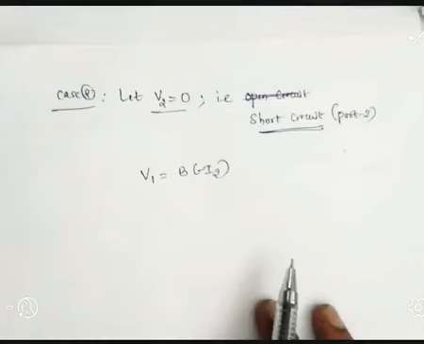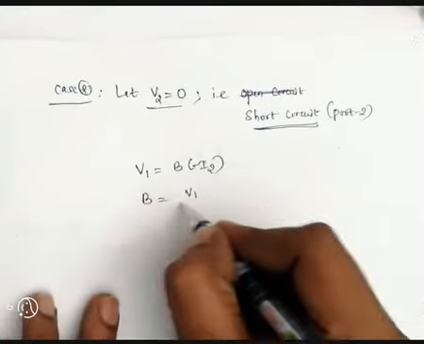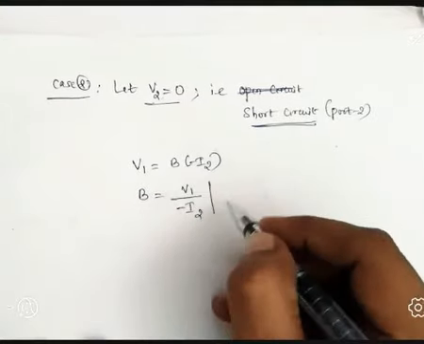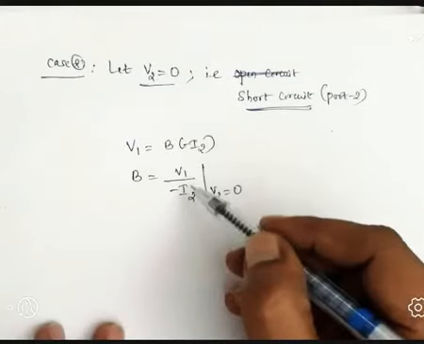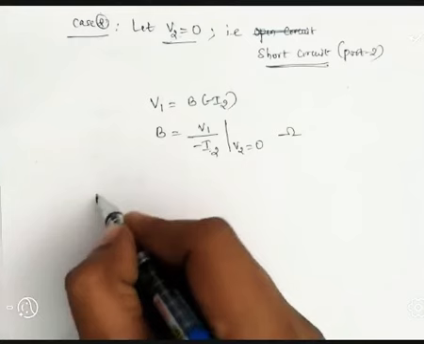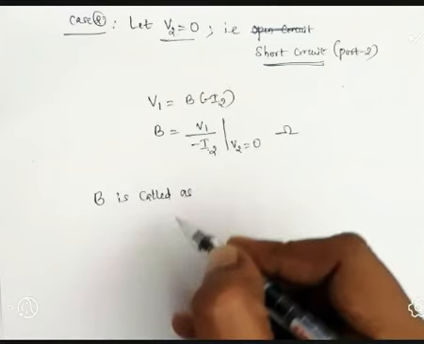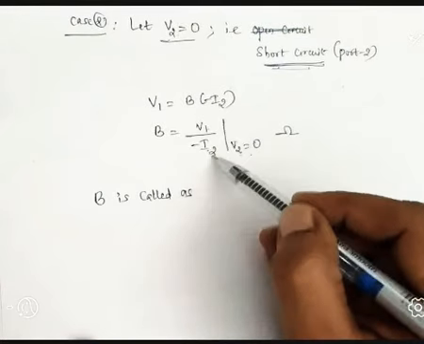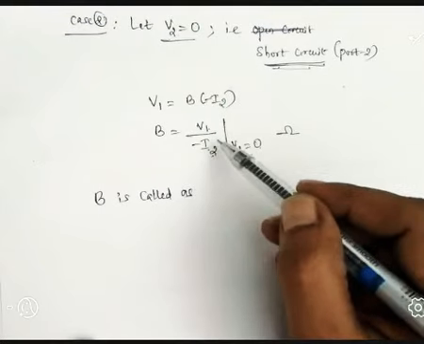So for simplification, B is equal to V1 divided by minus I2. This equation we got when V2 equal to 0. Observe the ratio. It is the ratio of V by I. Hence, the SI unit is ohm. Now define parameter B. The parameter B is called, see, V2 equal to 0, so it is short circuit, input parameter divided by output parameter.